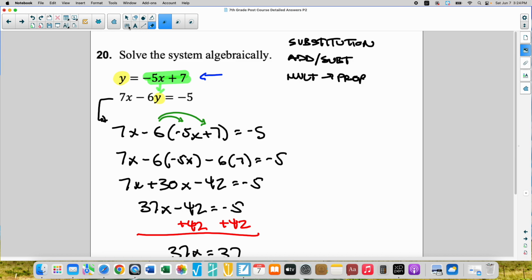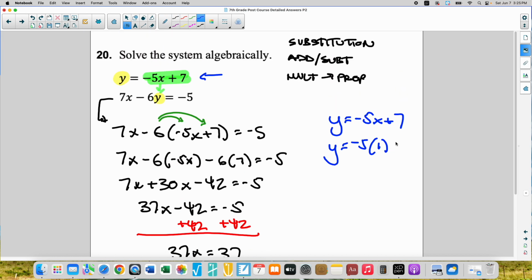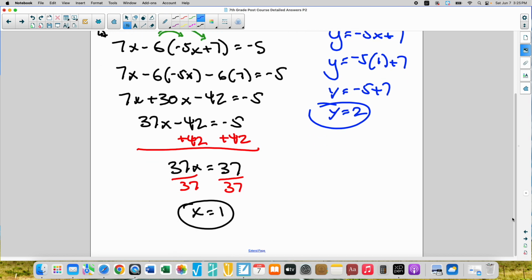I'm going to use the equation y equals negative 5x plus 7, because I still need to find out what y is. I know what x is. Remember, x was 1, so I'll substitute that in. Y equals negative 5 plus 7. Y equals 2. And so I have my x value. I have my y value.